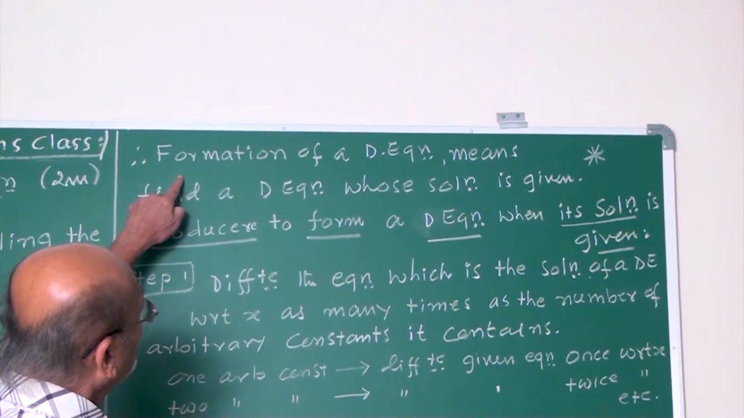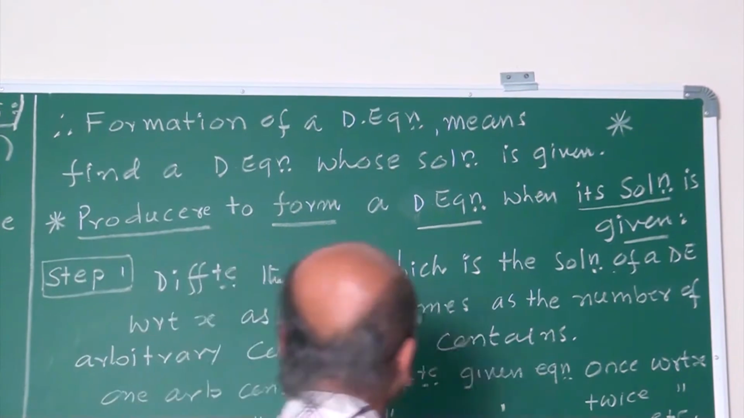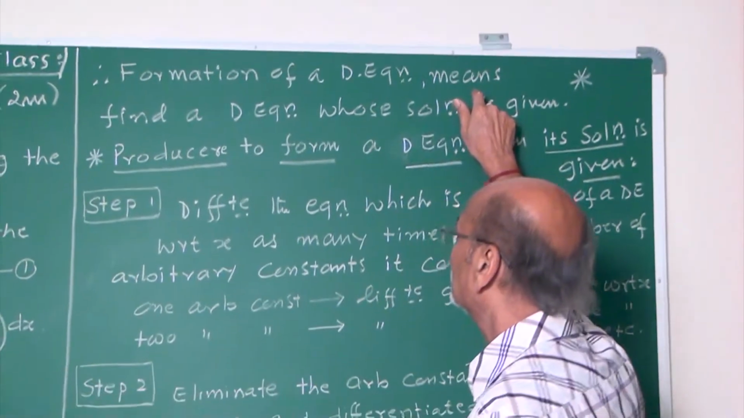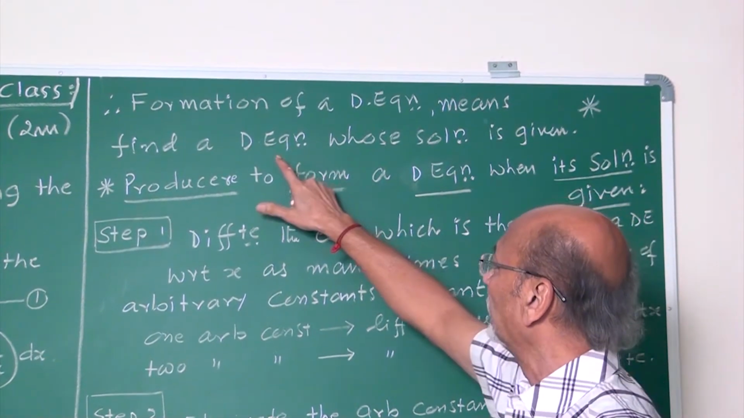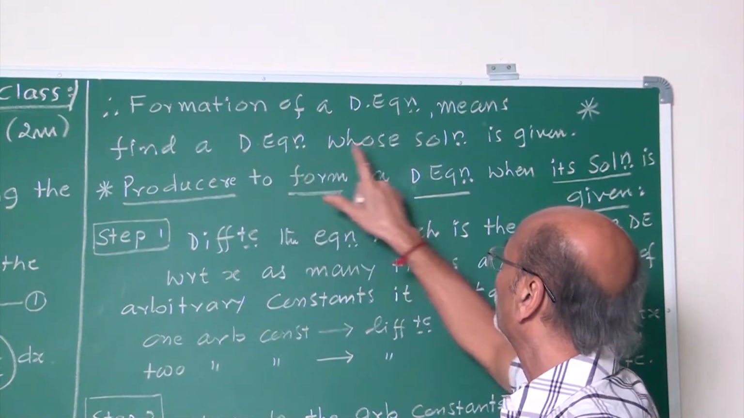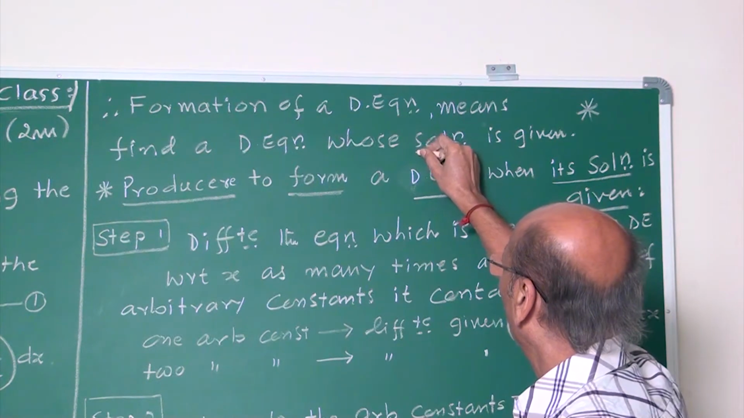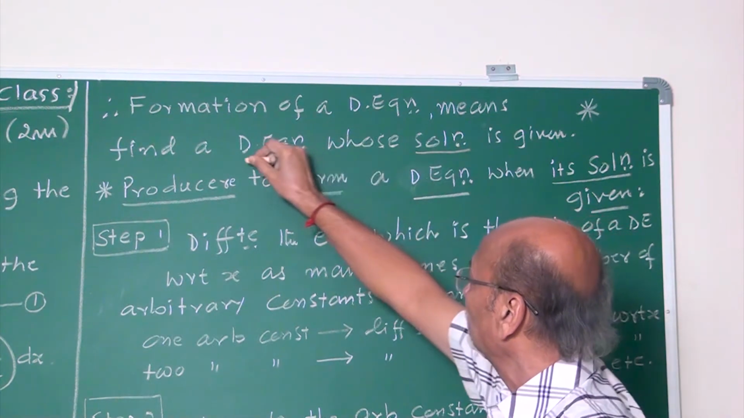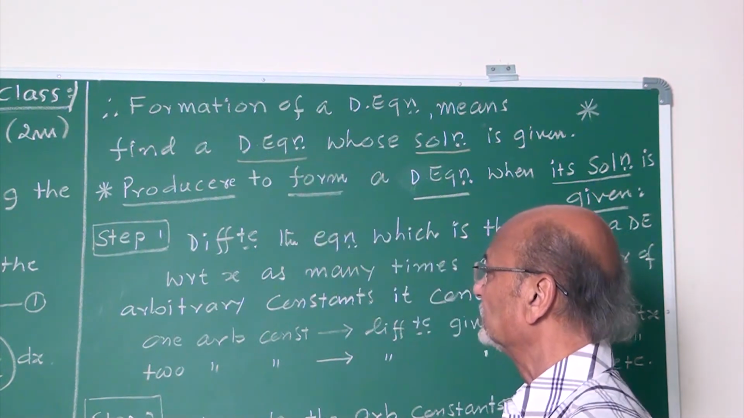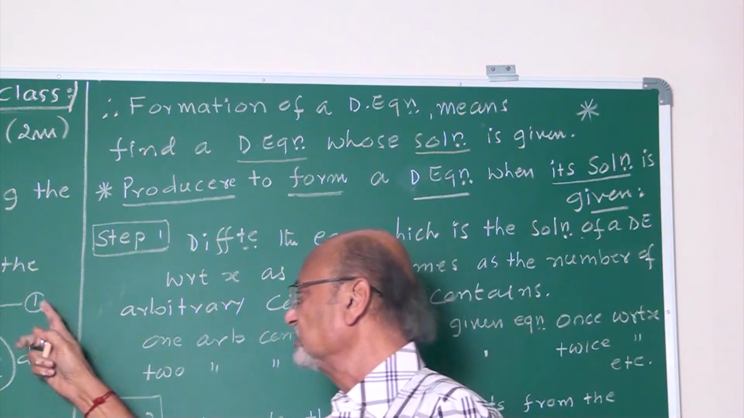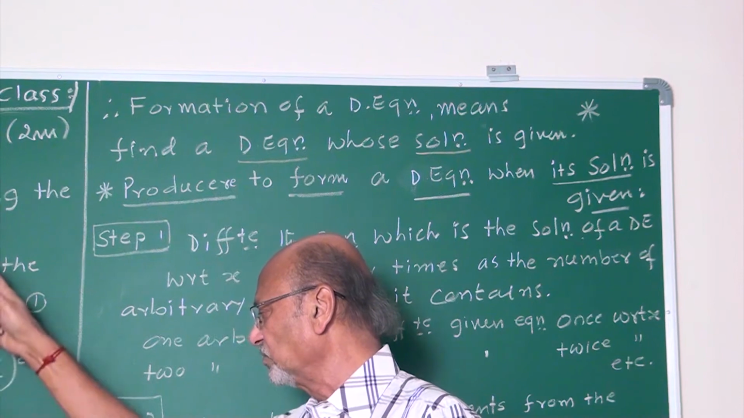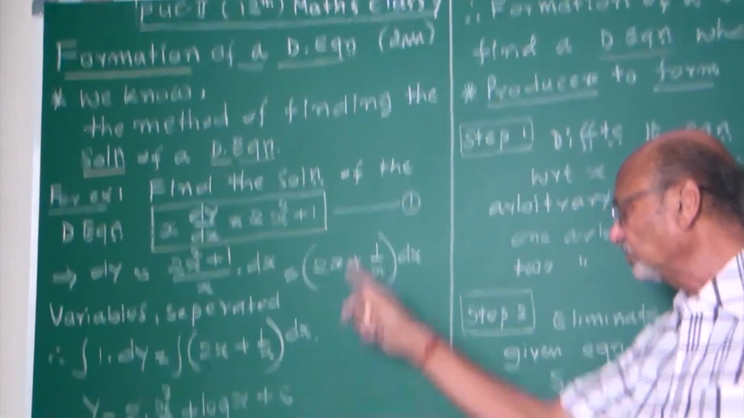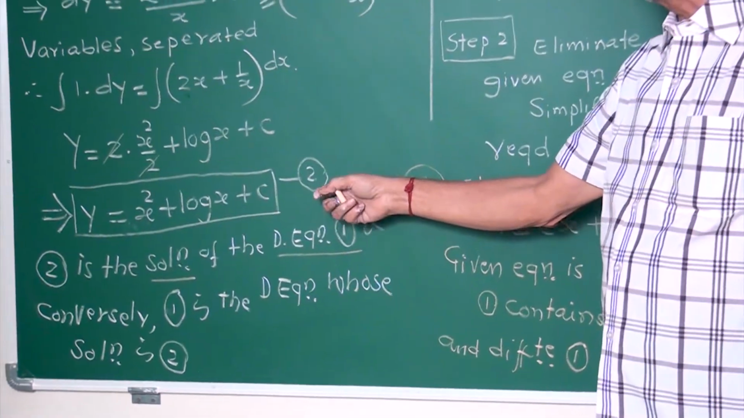Therefore, formation of a differential equation means find a differential equation whose solution is given. Without the solution, we can't find the differential equation. Is it correct, friends? When the differential equation is given, the method of finding what? Solution. It is known as finding the general solution or finding the particular solution.